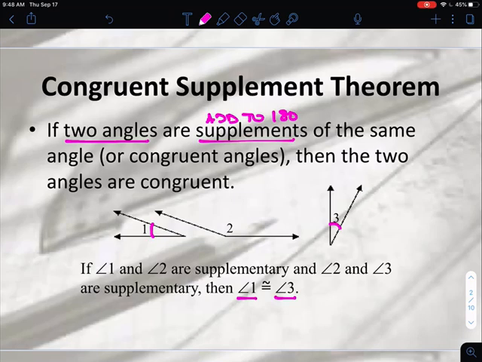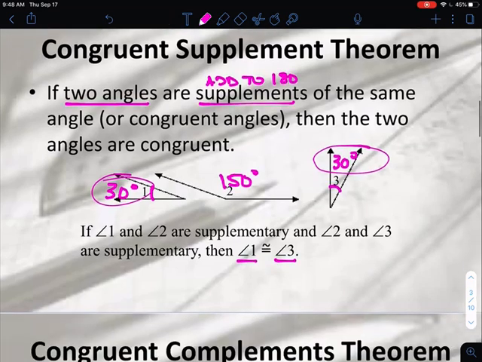And that should make sense because let's say angle 2 is 150 degrees. Well, if I know that angle 1 adds up to 180 with that, that means angle 1 has to be 30. But then if I also know angle 3 adds up to 180 with angle 2, then that must also be 30. And we can see that those two angles end up being the same. So anytime you find two angles that are supplementary, they add up to 180 with the same angle, you have congruent angles. They have to be the same so that they can add up to 180 with both.